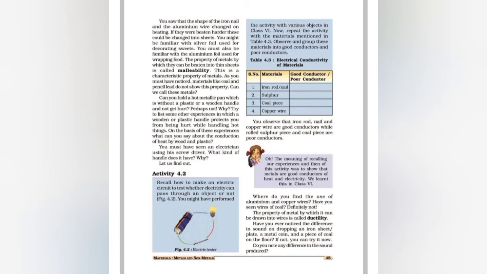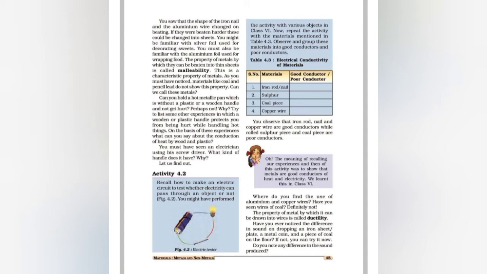And what is the meaning of malleability? We can say that the property which allows the metals to be hammered into thin sheets or foils is called malleability. For example, aluminium foil, silver foil. This is a characteristic property of metals.